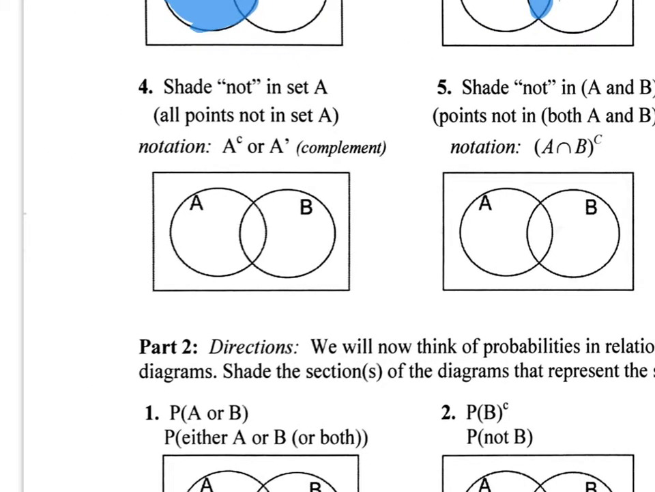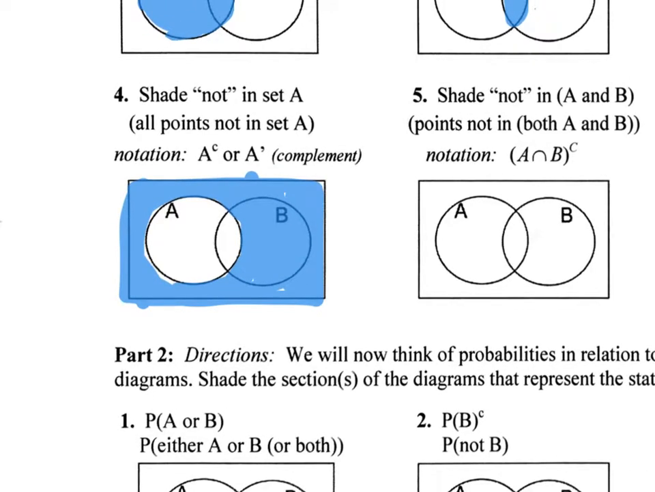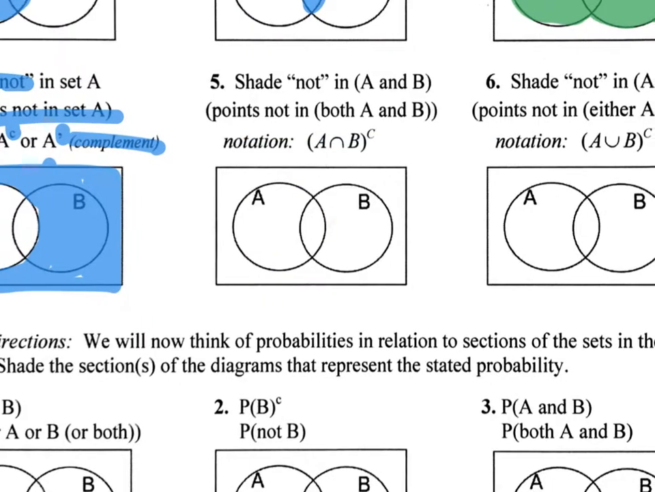Okay, shade not in set A. So everything not in set A. Not in set A would be all the stuff. I'm going to outline first because that's what I like to do. There we go, and done. So everything not in A is that. Beautiful. So not A is the same thing as the complement, or this little prime symbol, and that's the notation. All the points not in set A.